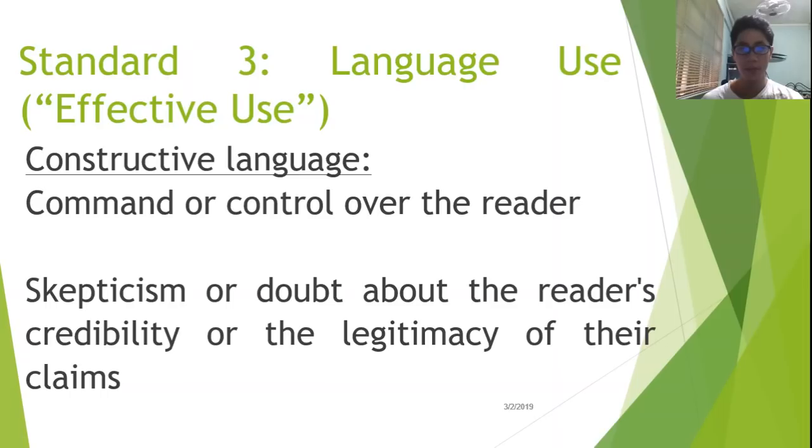Command or control over the reader. When you say command or control over the reader, you tell the reader what to do. And then skepticism or doubt about the reader's credibility or the legitimacy of their claims. Here, you write something like, "Oh, the reader is not believable because he or she did not finish this degree." Or you tell the reader that someone writes in about philosophy, but his or her degree program is not philosophy related.